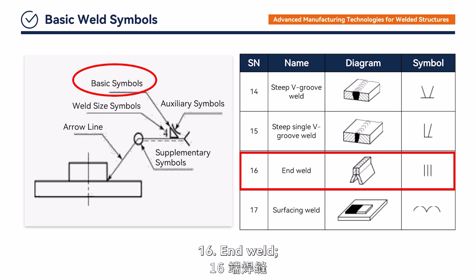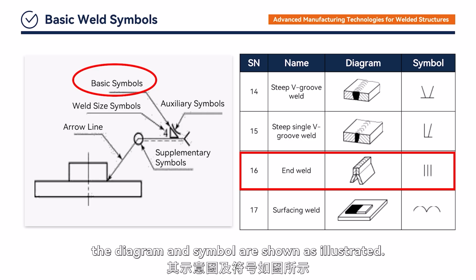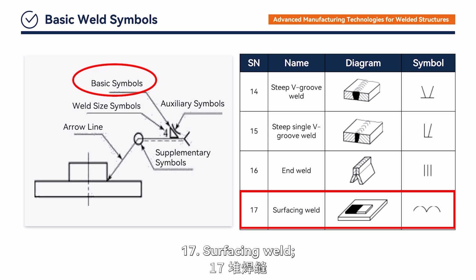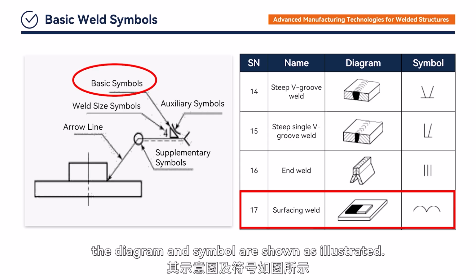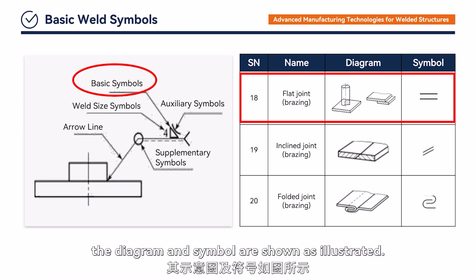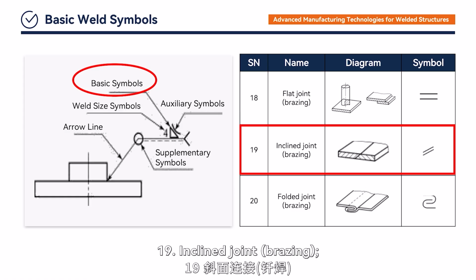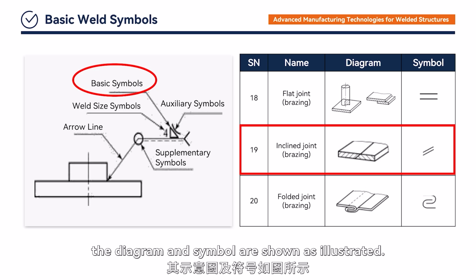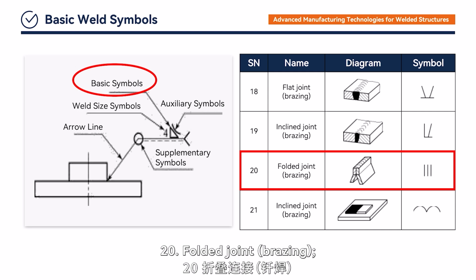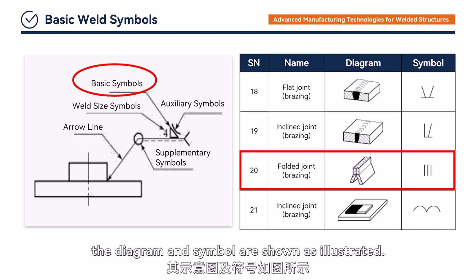16. End weld. The diagram and symbol are shown as illustrated. 17. Surfacing weld. The diagram and symbol are shown as illustrated. 18. Flat joint brazing. The diagram and symbol are shown as illustrated. 19. Inclined joint brazing. The diagram and symbol are shown as illustrated. 20. Folded joint brazing. The diagram and symbol are shown as illustrated.